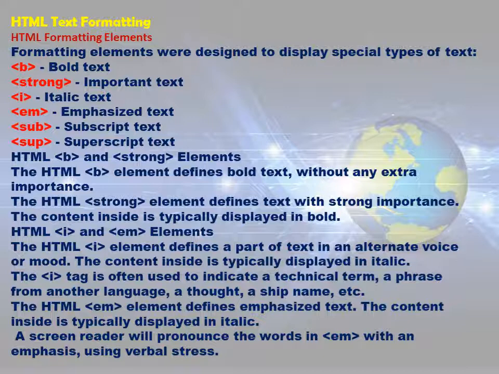So these are some tags whose output looks the same: B and strong are bold, I and EM are italic. The output will be the same, but there is a little difference. We are clear over here, but in what particular situation we have to use which tag.